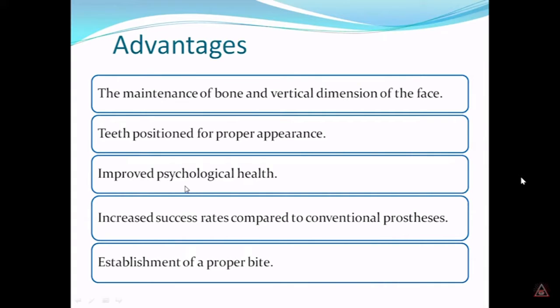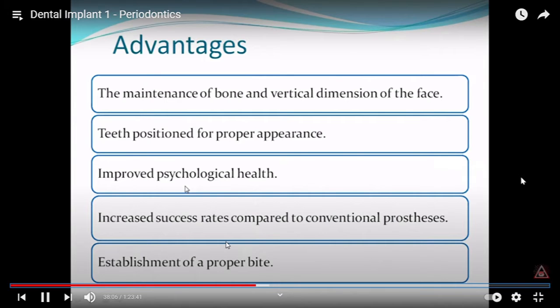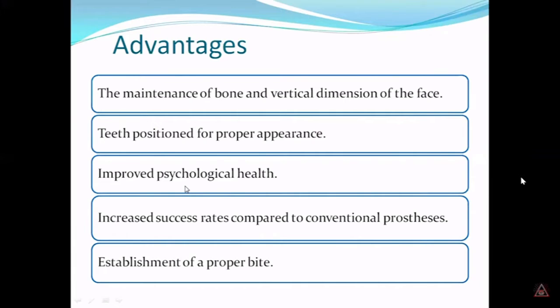And nowadays, patients do not go for bridge, do not go for crown cutting of adjacent teeth. And of course, if you go for crown cutting of adjacent teeth, then after a few years, that tooth goes for endodontic treatment. So that's why there is no need for endodontic treatment or crown cutting of adjacent teeth if you go for dental implants.